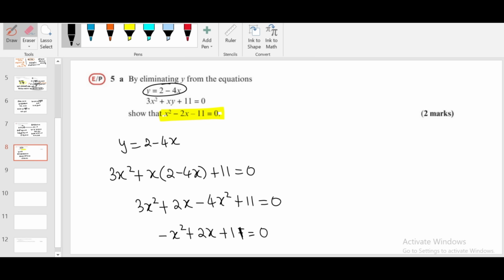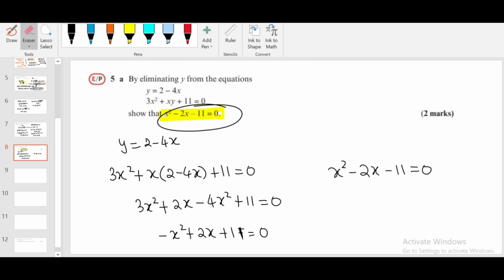Minus x square plus 2x plus 11 is equal to 0. Multiply throughout both sides of the equation by negative 1. You'll get x square minus 2x minus 11 is 0. That's what they want us to frame. So we have framed this equation already. That's just a 2 mark question.